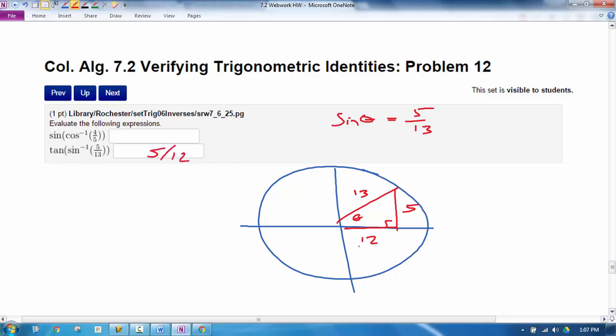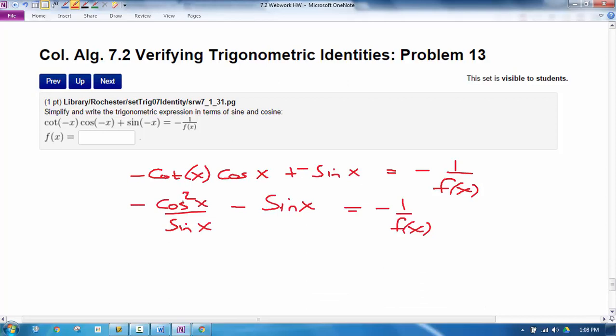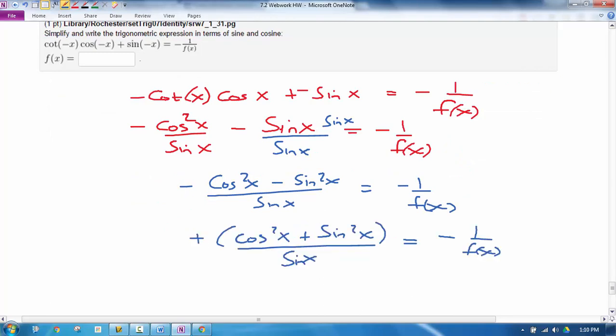All right, the next one, cotangent's odd. Cosine's even and sine's odd, so I can simplify it like this. Now, cotangent's cosine over sine, so I can multiply and make it cosine squared over sine. Get a common denominator, and I can add the top together and simplify. Pull out a negative sign, and now I can cancel negatives on both sides of the equation. This is just 1. So now we can see my answer is just sine.